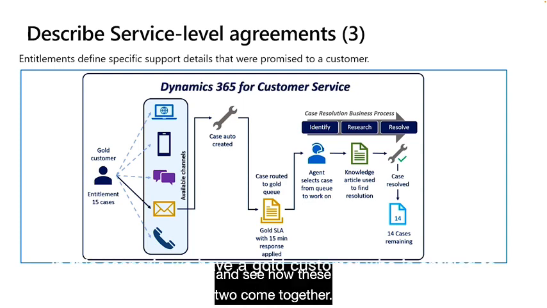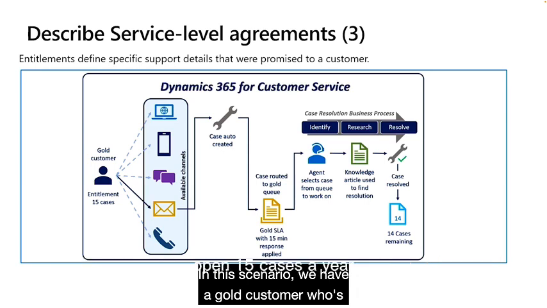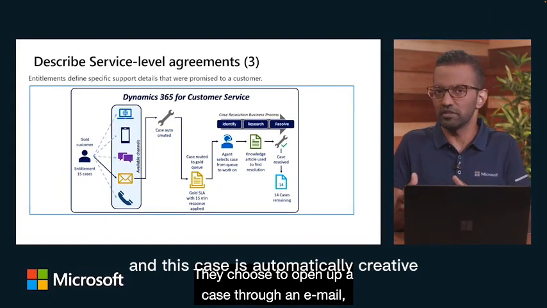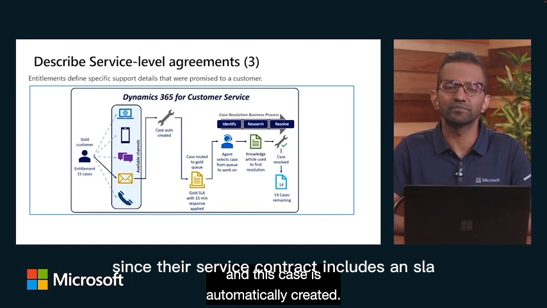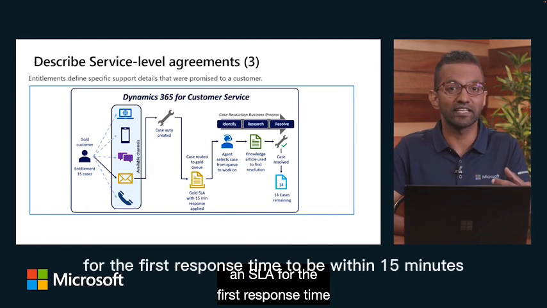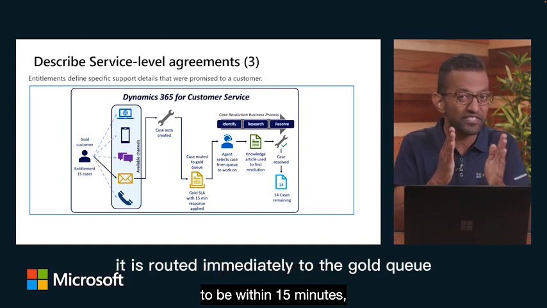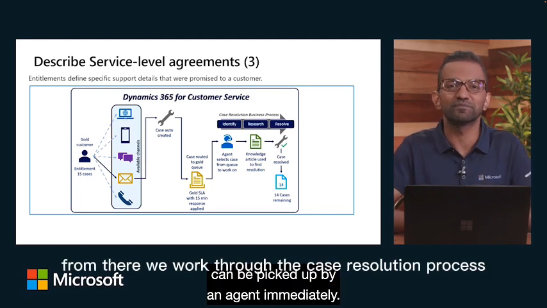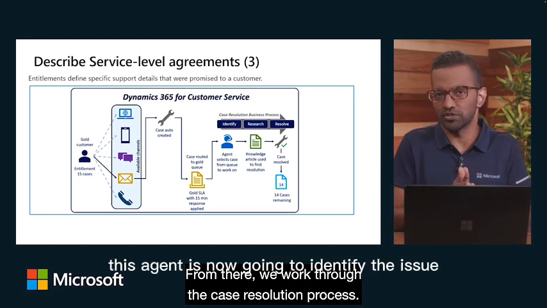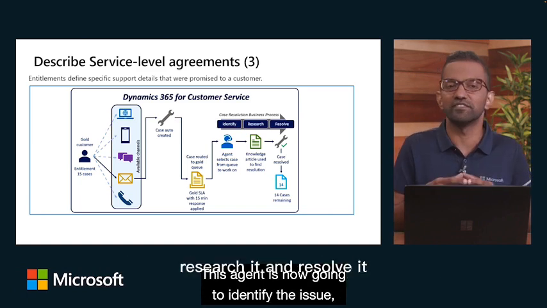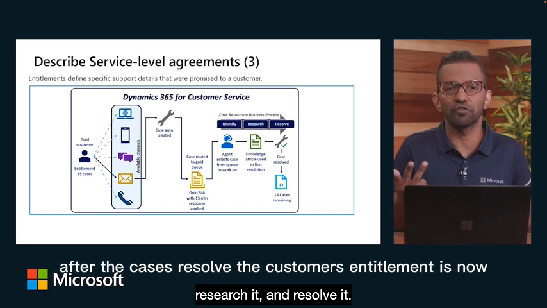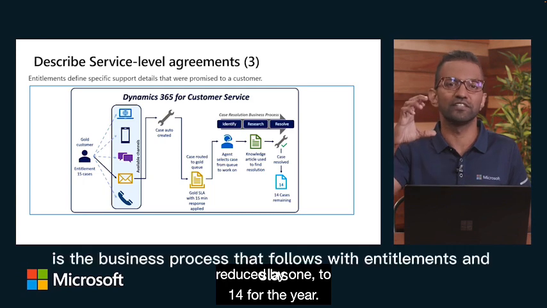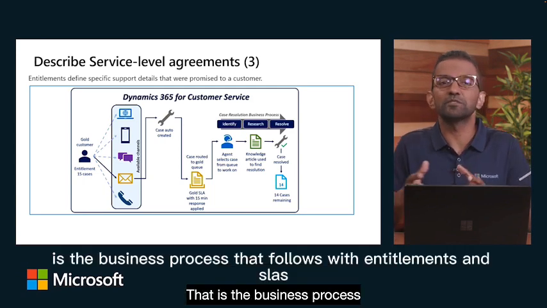In this scenario, we have a gold customer who is entitled to open 15 cases a year. They choose to open up a case through an email, and this case is automatically created. Since their service contract includes an SLA for the first response time to be within 15 minutes, it is routed immediately to the gold queue so that it can be picked up by an agent immediately. From there, we work through the case resolution process. This agent is now going to identify the issue, research it, and resolve it. After the case is resolved, the customer's entitlement is now reduced by 1 to 14 for the year. And that is the business process that follows with entitlements and SLAs.